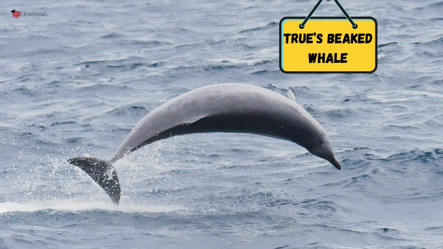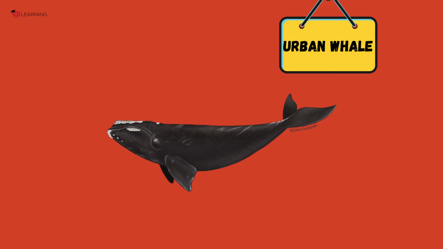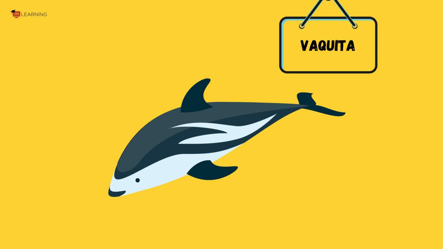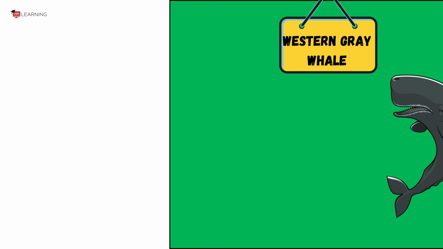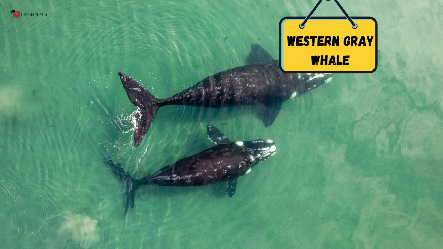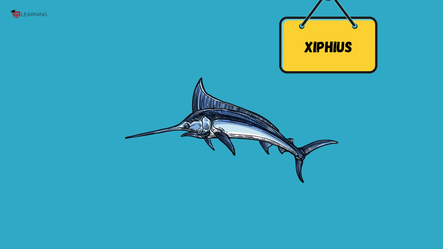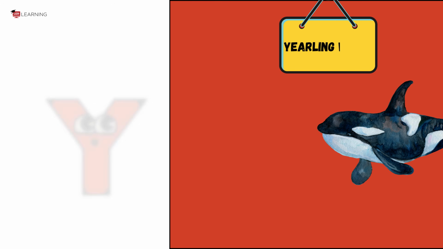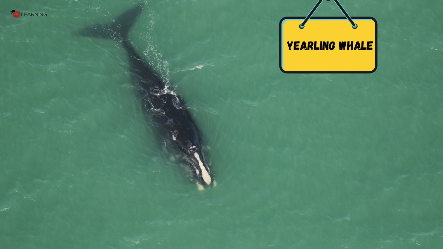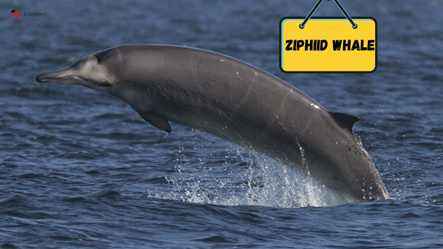U is for urban whale. V is for vaquita. W is for western gray whale. X is for Ziphius. Y is for yearling whale. Z is for zip-heat whale.